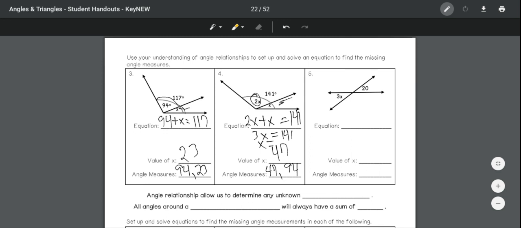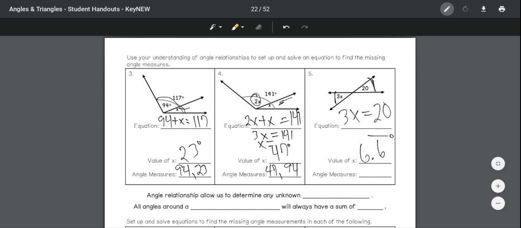Okay, the next one. Ooh, look, these are those bow tie angles. So they are congruent. They are vertical angles. So if they're congruent, they equal each other. So you set it equal to each other. And then when you divide 20 by 3, you get 6.6 repeating degrees. I forgot to put degrees on all of these things. You could also have 6 2/3. Any of that will work.